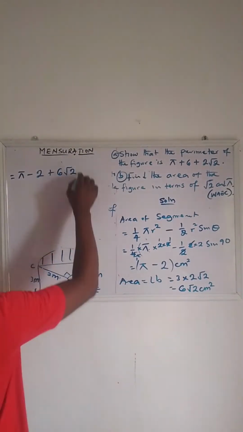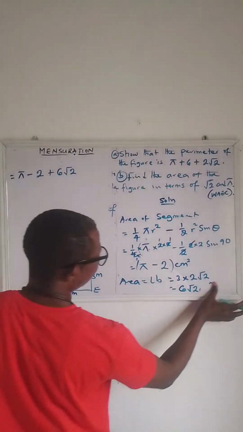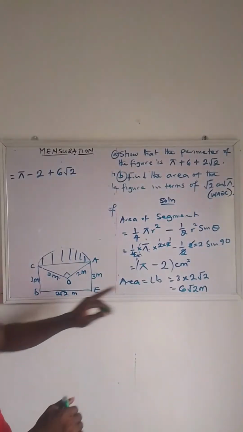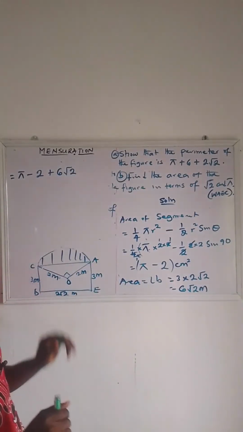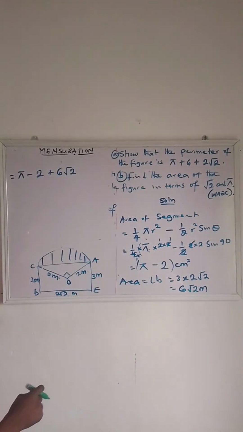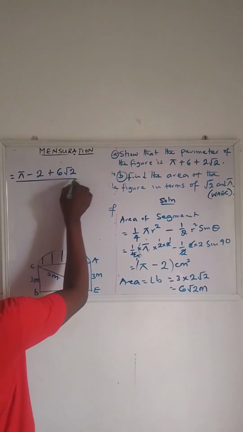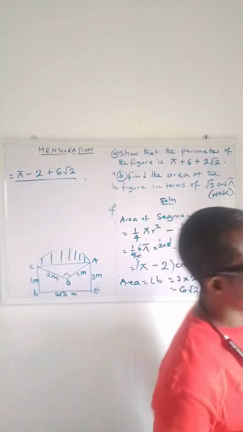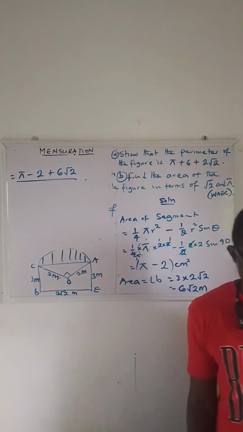Everything is going to be, sorry, not in centimeter square, it's going to be in meters because our dimension is in meter. Let's pay attention to what we have here. So it's going to be in meters. All right, so now this is going to be the answer to the problem. So we have pi minus 2 plus 6 square root of 2.